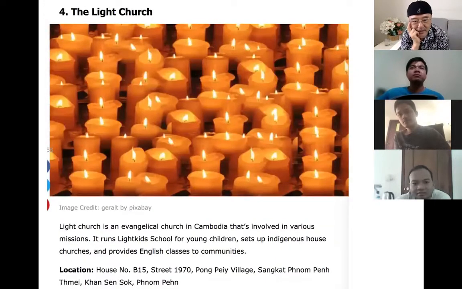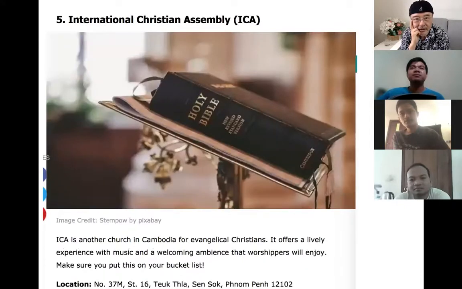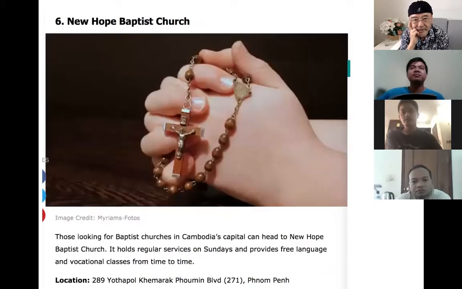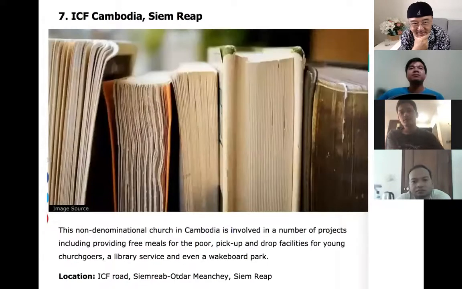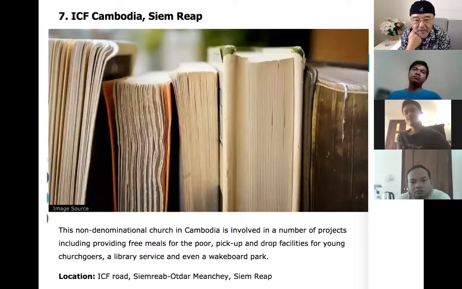There's one called Light Church. It's an evangelical church at Sensok, near our house. Did you know there was a Light evangelical church? That's interesting. ICA I've been to, International Christian Assembly Church. That's the evangelical church at Sensok. New Hope Baptist Church in Phnom Penh. Have you been there? Of course not, because it's Baptist. You're Presbyterian. So, ICF at Siem Reap.